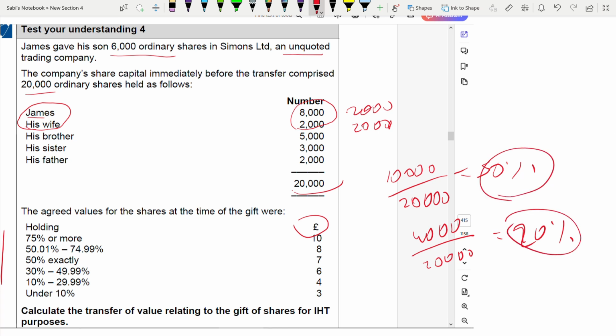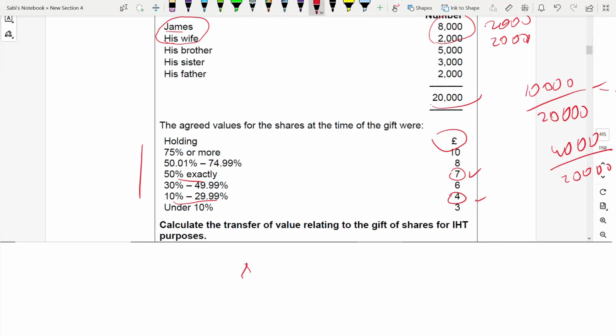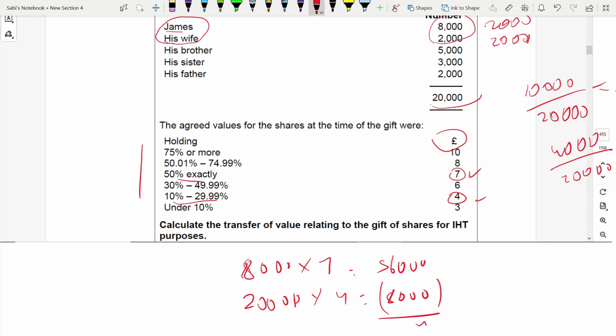So at 50% holding, value is what? 7. And at 20% holding, from this range, it's 4. So 7 and 4 are the prices. We'll find the total value. How much does James have? 8,000 at 7, and then 6,000 sold, 2,000 remaining at 4. So 56,000 minus 8,000 deduct, 48,000.